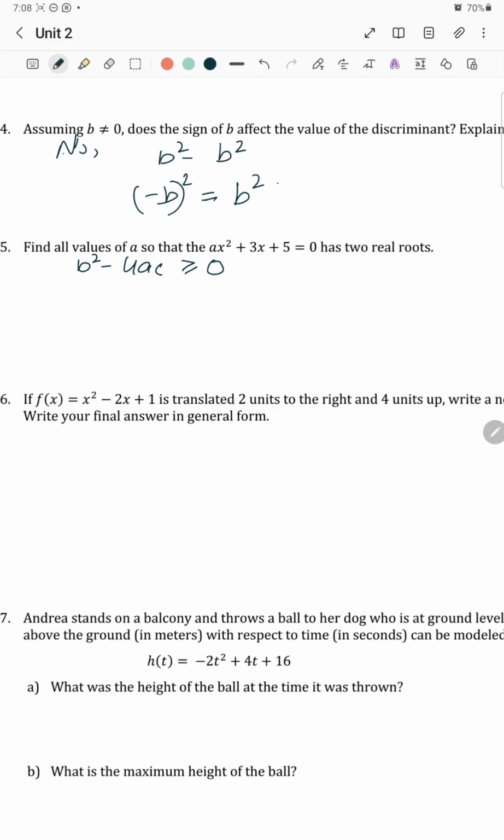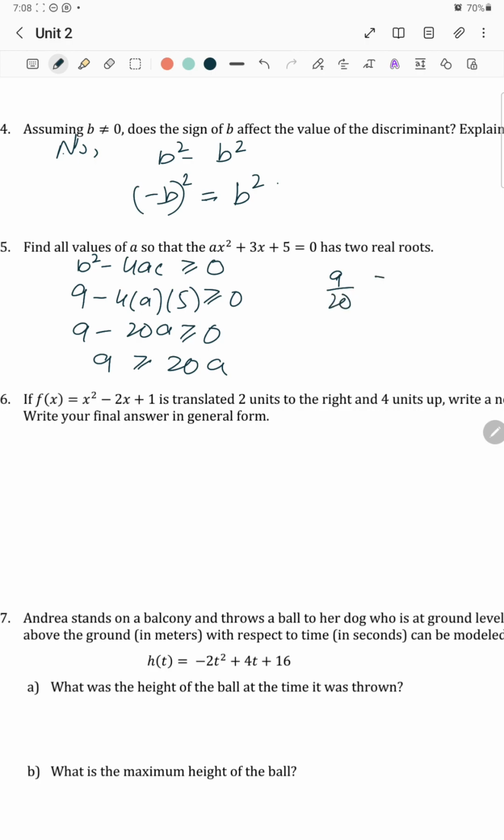So b square is 9, minus 4a times c, which is 5, is greater than or equal to 0. So 9 minus 20a is greater than or equal to 0. 9 is greater than or equal to 20a, and 9 by 20 is greater than or equal to a, or a is less than or equal to 9 by 20.